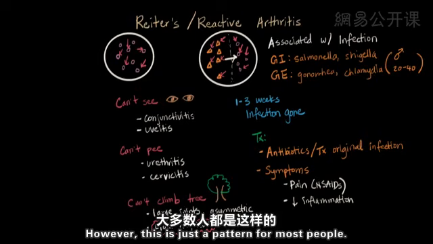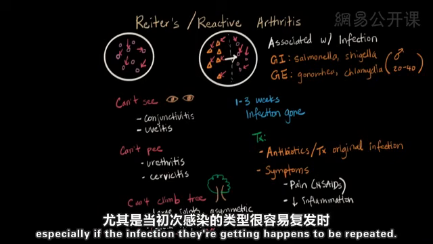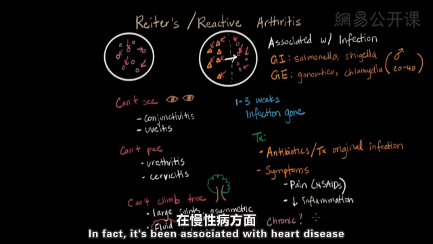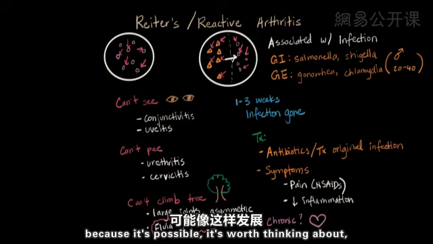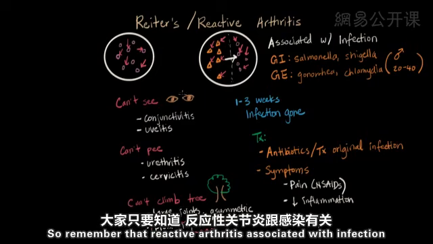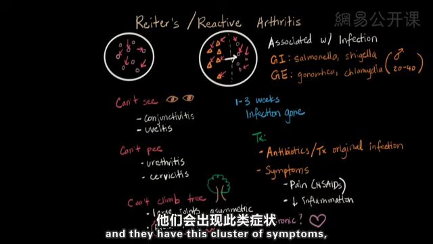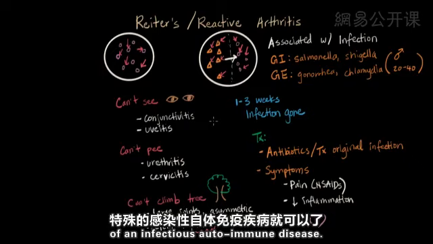However, this is just a pattern. For most people, they don't have any residual symptoms, but it could be chronic, especially if the infection happens to be repeated. It can turn into chronic arthritis, as well as chronic symptoms in other parts of the body. In fact, it's been associated with heart disease in the long chronic term. I'm going to leave this open-ended because it's worth thinking about, but it's not the norm. So remember that reactive arthritis is associated with infection, and in populations with high risk for infection who have this cluster of symptoms, remember this special version of an infectious autoimmune disease.